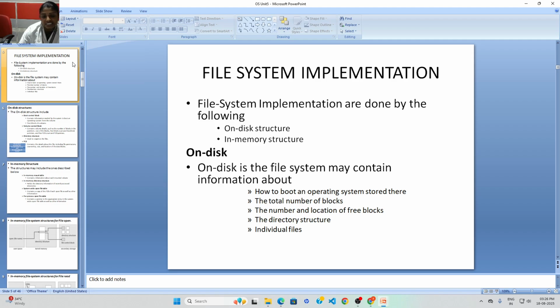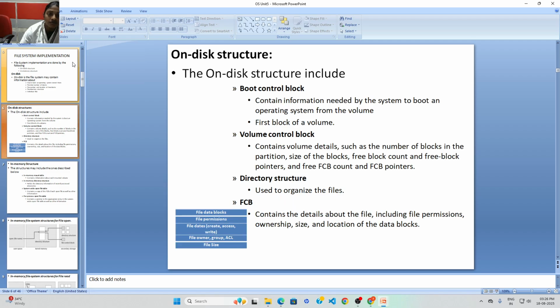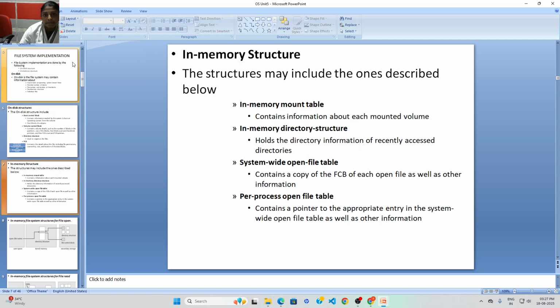Next, on-disk structure and memory allocation method. On-disk, how the booting functions occur in the operating system, and calculating the total number of blocks. And next, the number and location of free blocks. Next one, directory structure, which is considered as the individual files. This is what comes under on-disk structure. It includes things like the boot control block, volume control block, directory structure, and FCB. These are the functions in an on-disk structure.